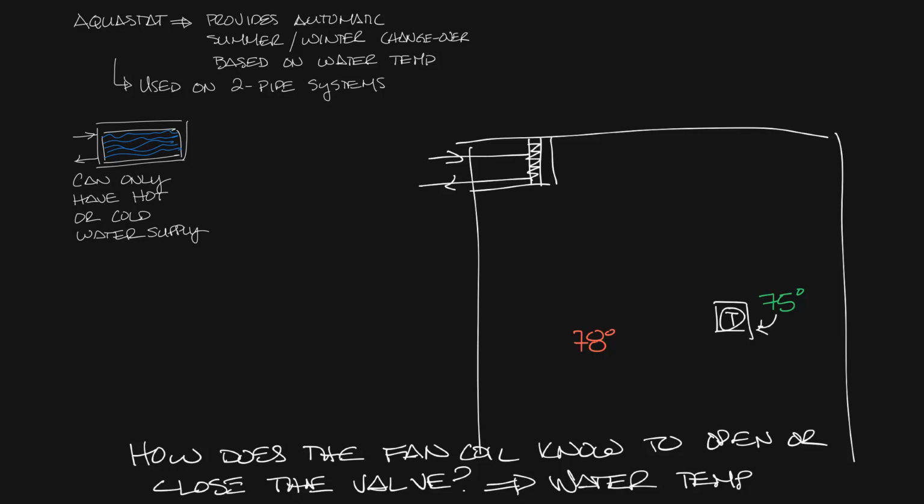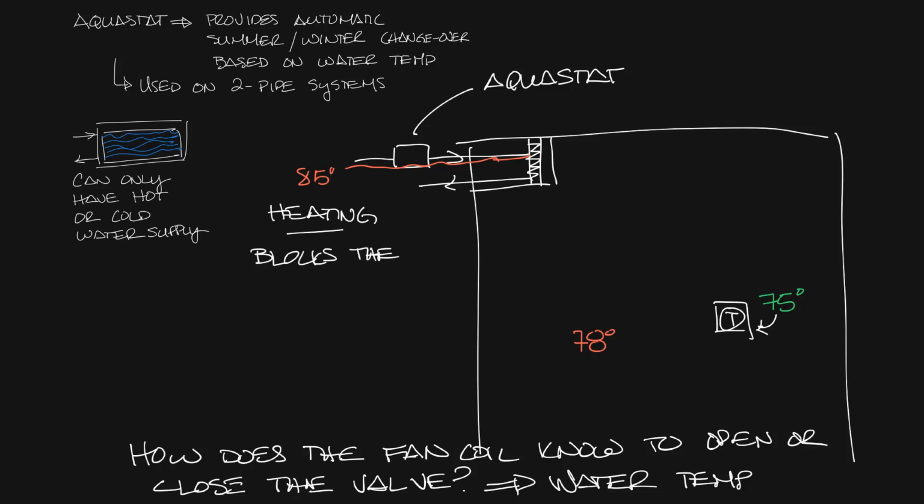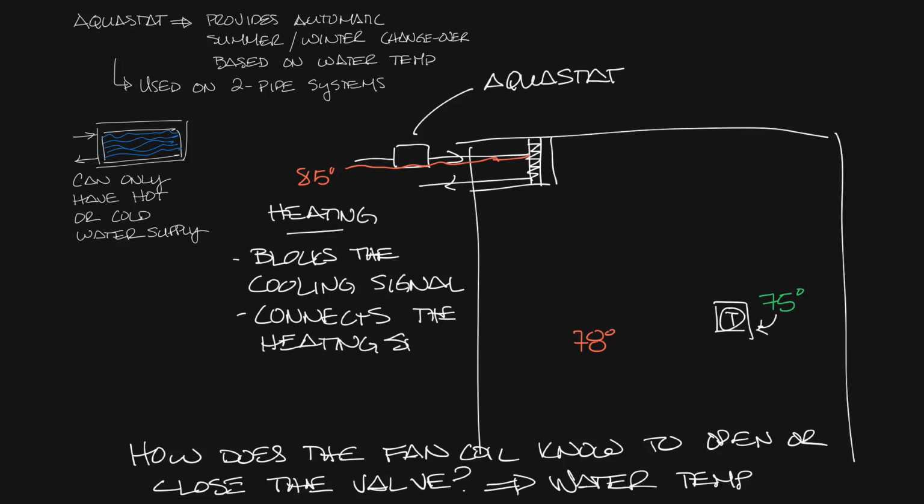Let's say that we have an aquastat mounted on the inlet piping of this fan coil. The aquastat would sense the water temperature. Let's say it's 85 degrees, indicating heating. It'll block the cooling signal and connect the heating signal from the thermostat to control the valve to condition the space using hot water. So in our example, it would close the valve.